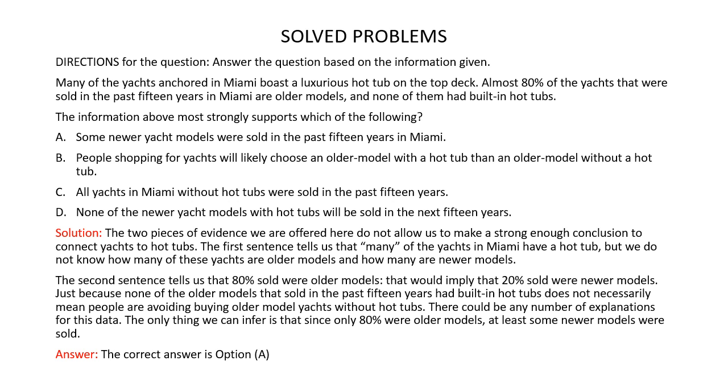The only thing we can infer is that since only 80% were older models, at least some newer models were sold. So clearly, only option A is most strongly supported by the information given in the passage. So here the correct answer is option A.